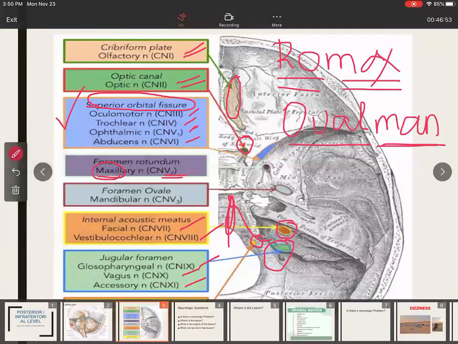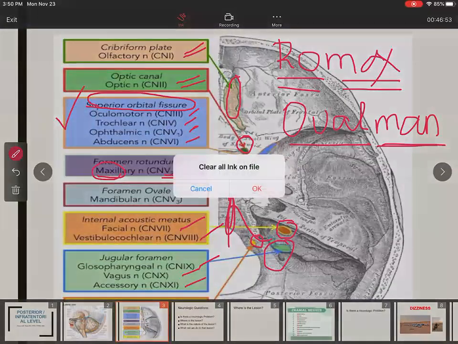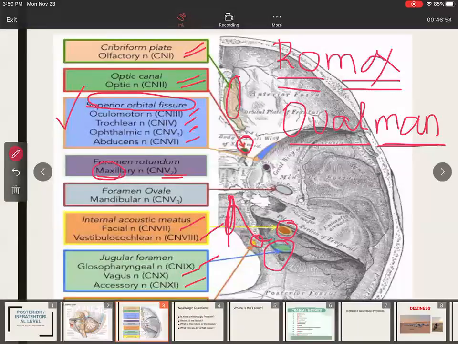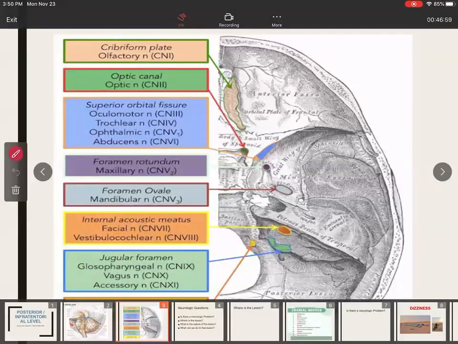Letter A, midbrain. Letter B, pons. Letter C, medulla. Letter D, none of the above. You should all answer. The first one that gets the correct answer will get a point.